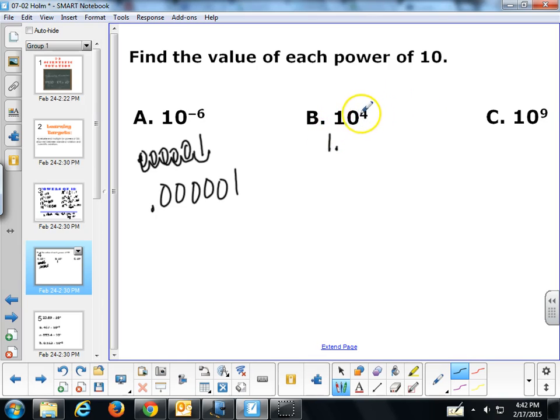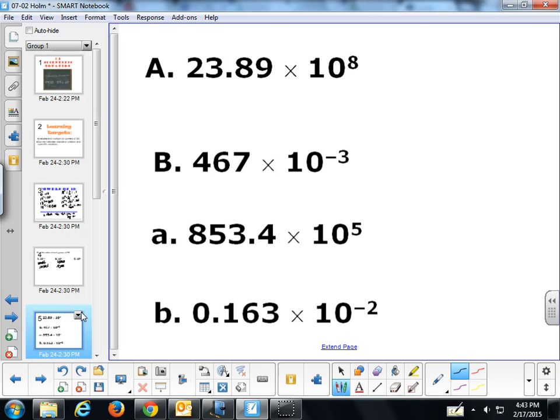10 to the 4th, move the decimal 4 places. 1, 2, 3, 4. Off of the 1. Okay? So then what's it look like when we have math problems?